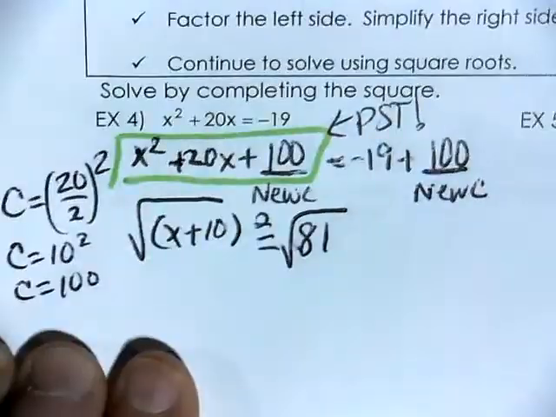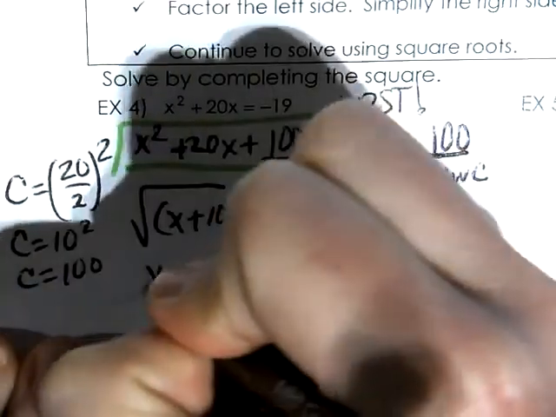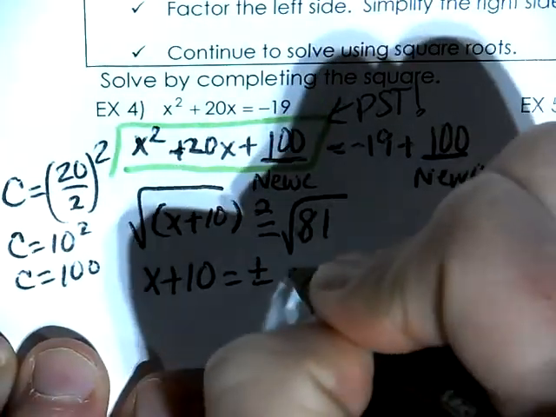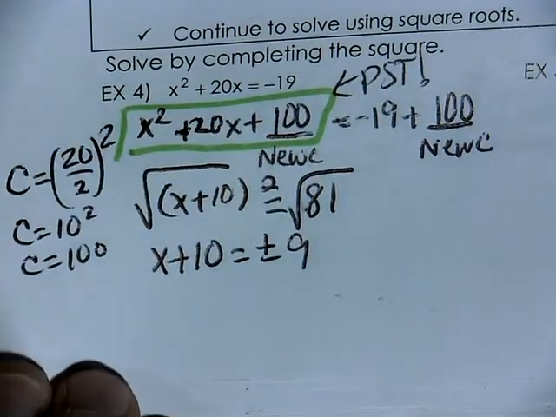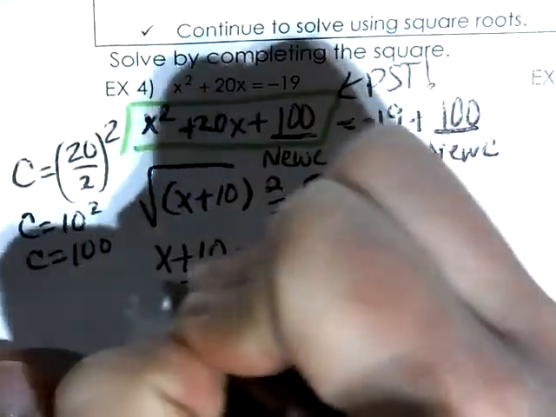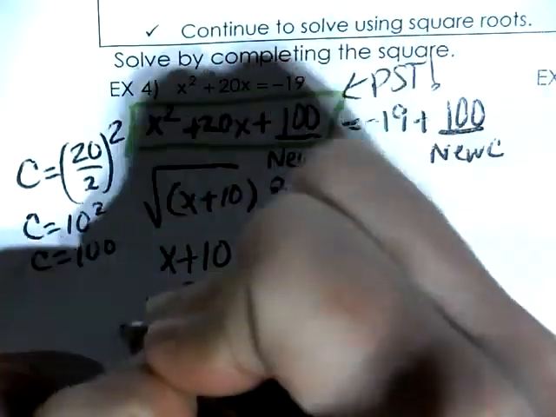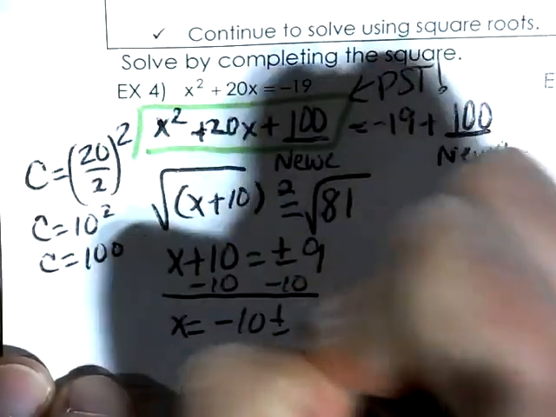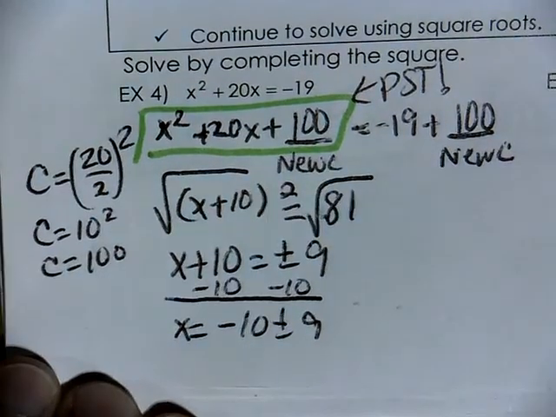Now, it's just like the problems that we had before at the very beginning of this lesson. We're going to take the square root of both sides, and we end up with x plus 10 is equal to plus or minus the square root of 81, which is 9. So now I'm going to subtract 10 on both sides, and I end up with x is equal to negative 10 plus or minus 9. Now remember, though, plus or minus always goes second.